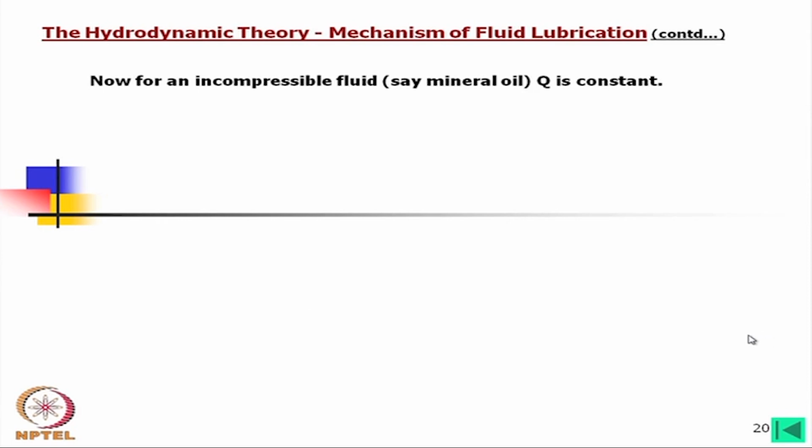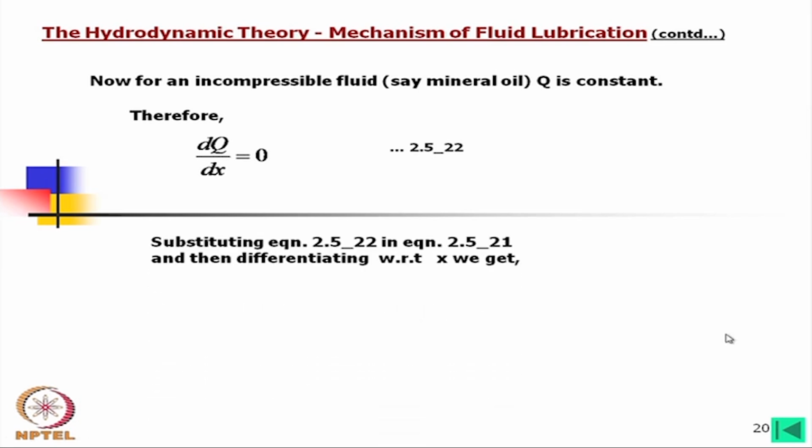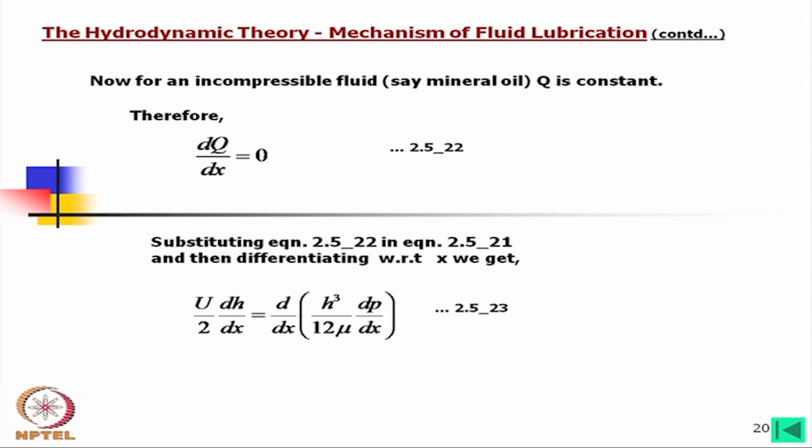Now, for an incompressible fluid, say mineral oil, q is constant. Therefore, del q by del x will be 0, and then substituting equation 2.522 in equation 2.521 and differentiating with respect to x, we get u by 2 del h by del x is equal to d by dx of h cube by 12 mu dp by dx.